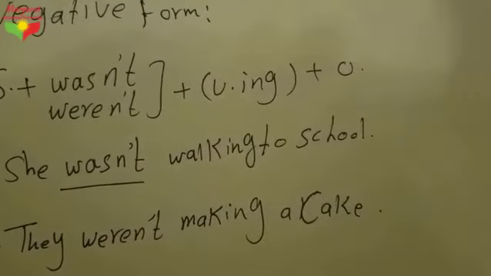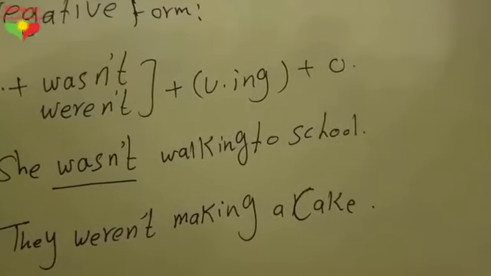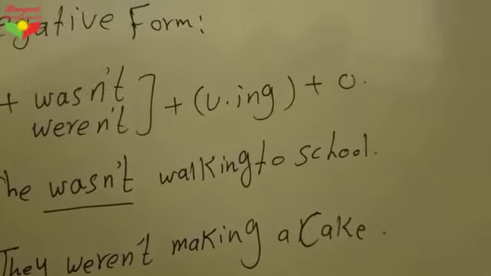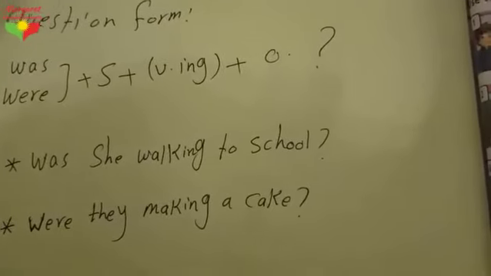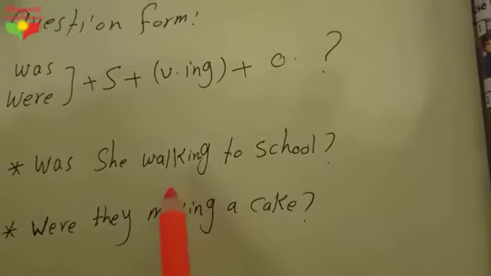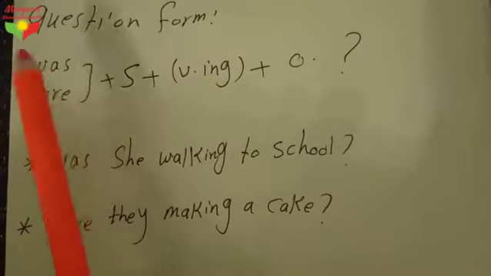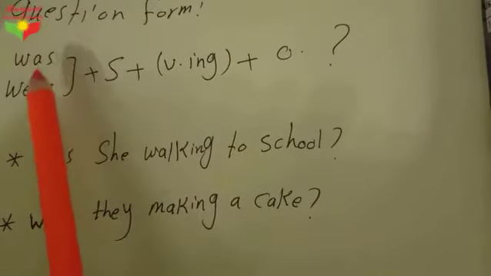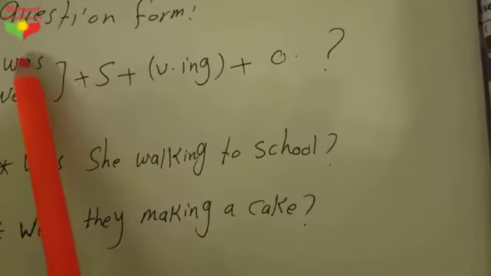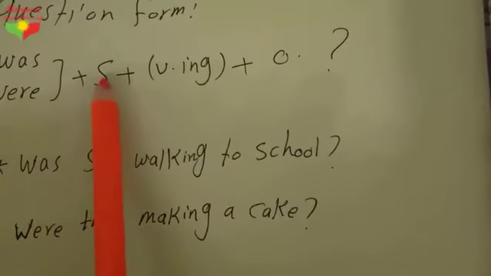Now let's move to teach you the question form. So, dear students, this is the structure of the question form. In the question form, you have to bring the verb to be and put it at the beginning of your sentence to ask your question. So you have to put was or were, then plus subject.